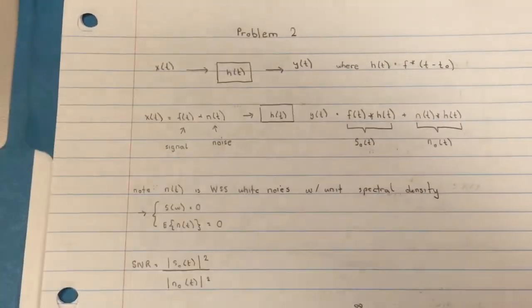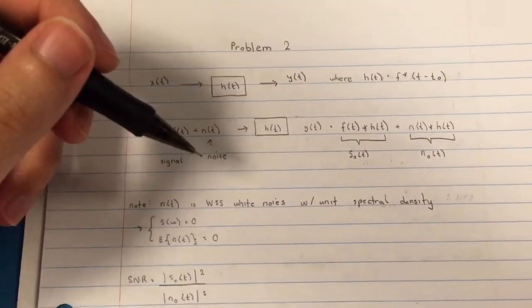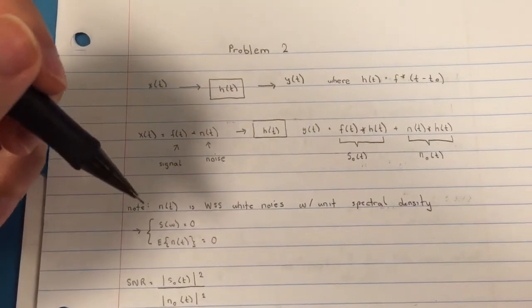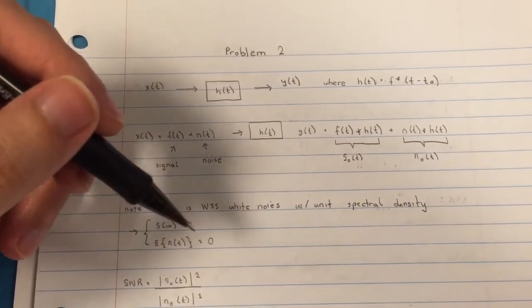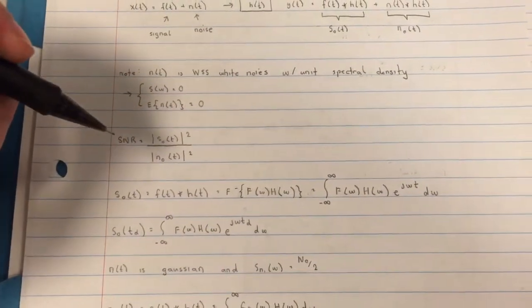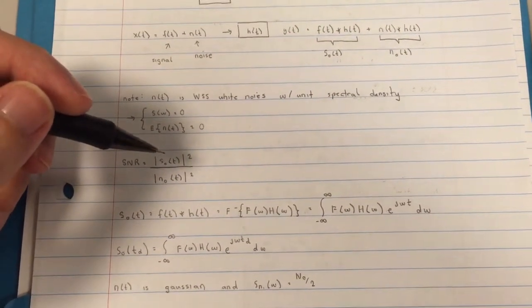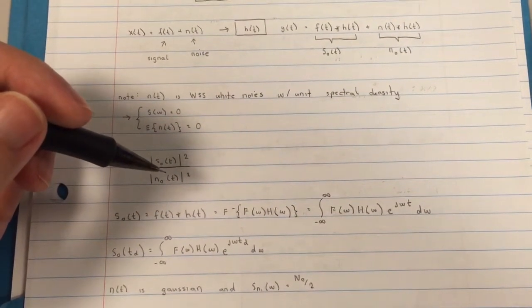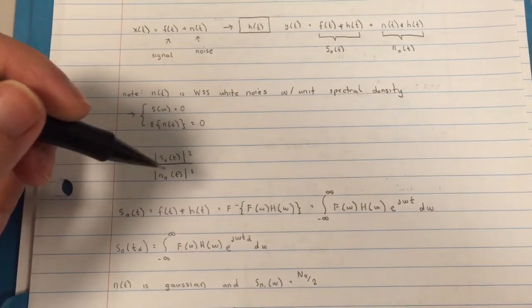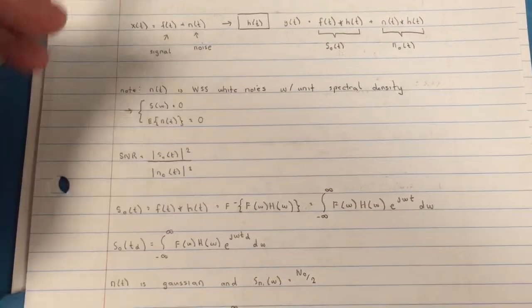Before we start, we want to use what we are given. Since n(t) is WSS white noise with unit spectral density, that means S(w) is a constant, and because it is WSS, the expected value of n(t) is equal to 0. So the SNR can be represented as the absolute value of the output signal squared, divided by the absolute value of the output noise squared. We just have to find the top and then the bottom to find our signal-to-noise ratio.